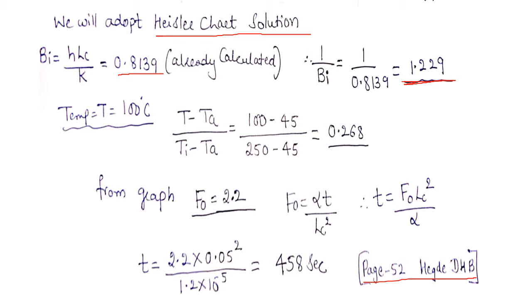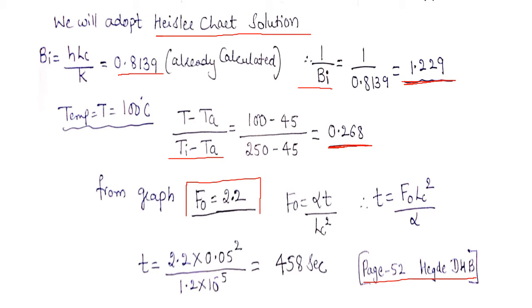T minus T infinity divided by Ti minus T infinity: T is 100 degrees centigrade minus T infinity, 45 degrees centigrade. The initial temperature of that steel plate is 250 minus 45, that is 205. So my T minus T infinity divided by Ti minus T infinity value is 0.268. Based on this value, from the graph I have calculated the value of Fourier number as 2.2.